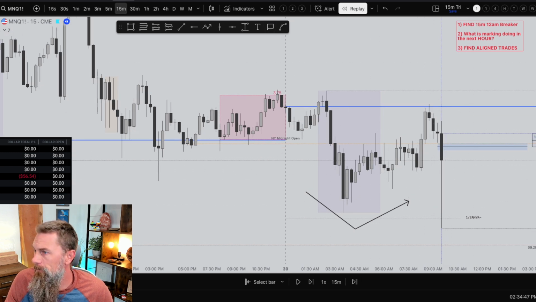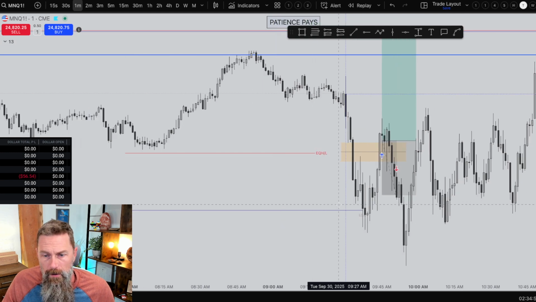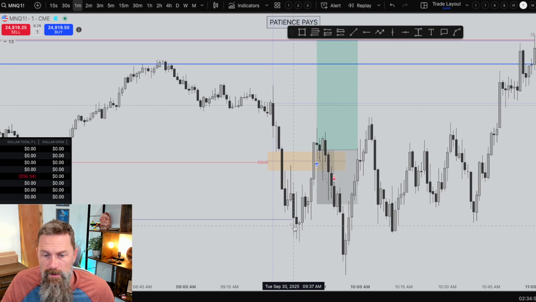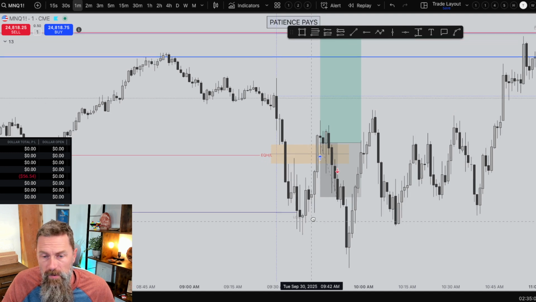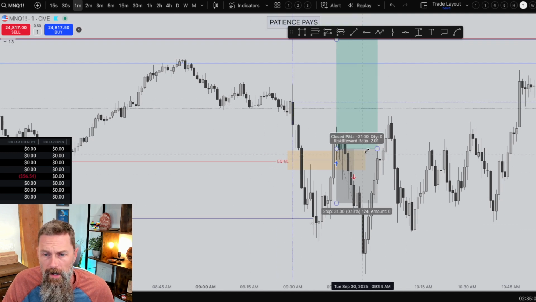So then, going here onto the 1-minute chart, we had swept these equal lows locally on the 1 minute, and then we tapped into some session liquidity. We created SMT down in here, and I went for a long.